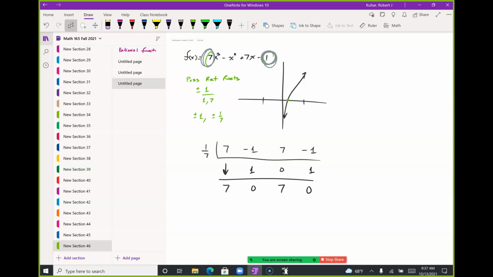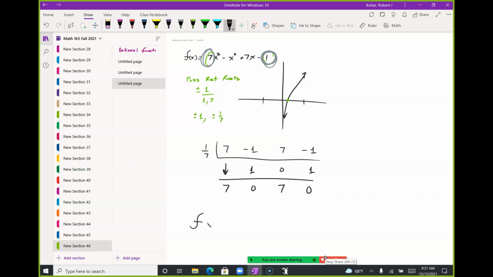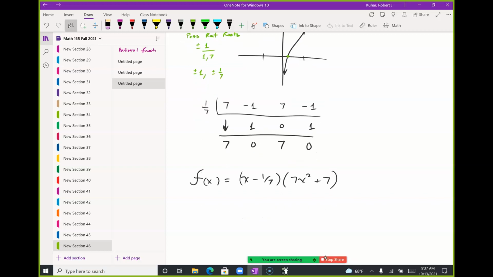Which one are we talking about? The one you just did. Oh, yeah, well, it just asked me to list the possible rational roots and then factor with it, right? Okay, so let's keep going. Sorry, you're right. So f of x is now x minus 1/7, times 7x squared plus 7, right? That's my depressed equation, right?